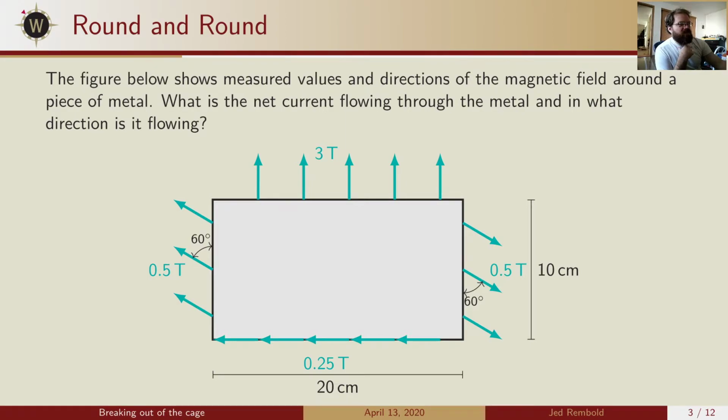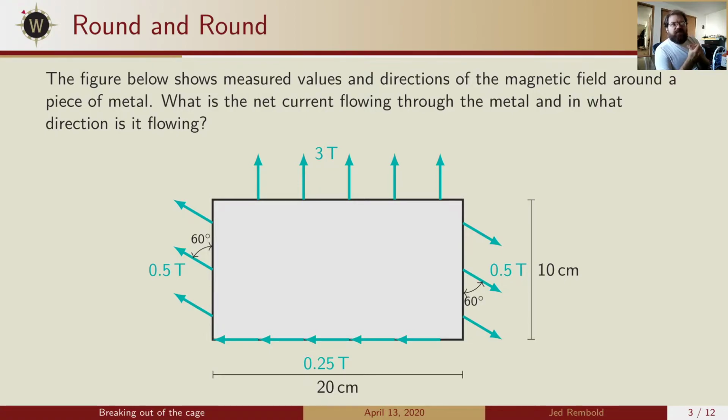So we have this situation where we have this loop that's a rectangle in this case. And via whatever on earth is happening inside this loop, we're getting these really crazy magnetic field measurements along each of the four sides of the loop.